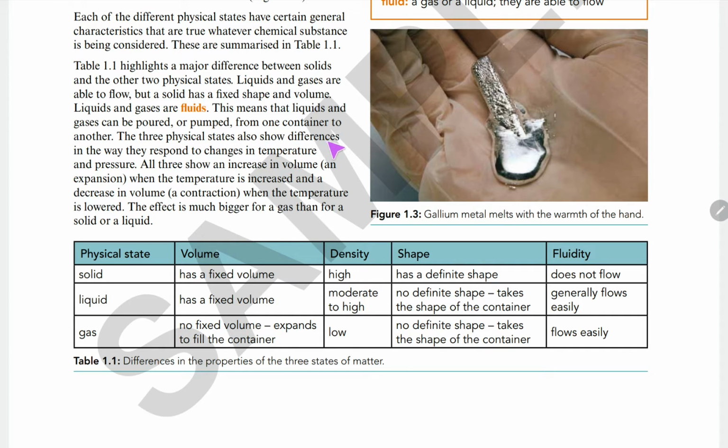So the three physical states also differ in how they respond to changes in temperature and pressure. All three show an increase in volume when temperature is increased. When temperature increases, the particles acquire more energy, so they will try to expand by breaking the force of attraction. And volume decreases when the temperature is lowered. When temperature decreases, the energy is given back and automatically it returns to an orderly arrangement. If it is a solid or liquid, again they will be touching each other.